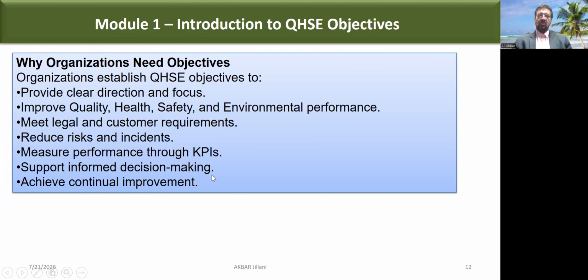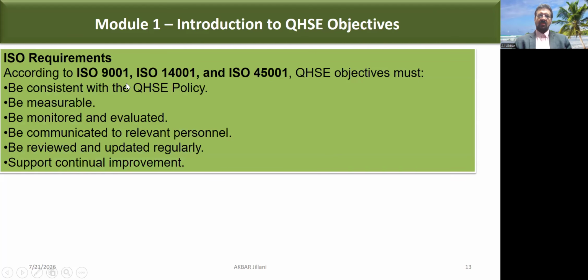support informed decision making, and achieve continual improvement. Now, when we are talking about the different ISO standards we have, what is their requirement? As per the requirement, the QHSE objective must be consistent with the policy. As we discussed, we develop the policy, and to support the policy, we develop objectives. And to achieve or support our objectives, we develop different procedures.